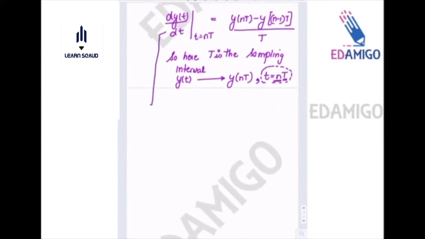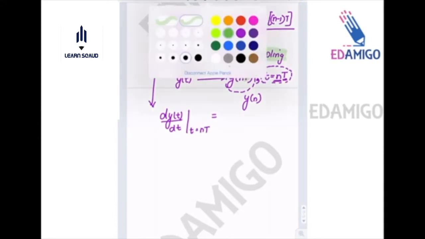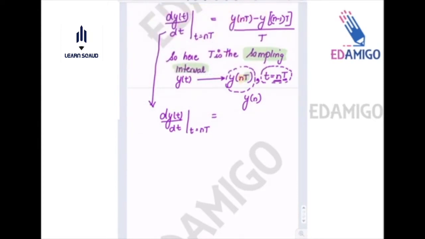So in this equation, dy t over dt at t equal to nt. Now ynt is generally written as yn, because this T is a constant, that is actually the sampling interval. So this is the constant, and here n is the variable. So what is the variable here? N is the variable, T is a constant. That's why it is written as yn, where n is a variable and n is an integer only. So this can be written as yn minus y(n minus 1) divided by capital T.